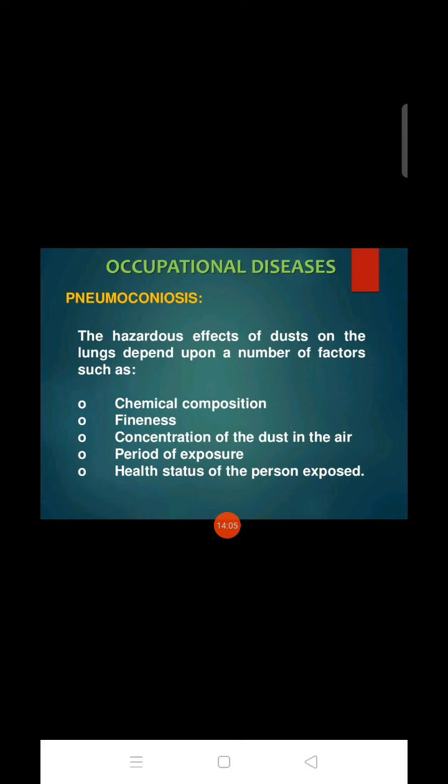The hazardous effect of the dust on the lung depends upon a number of factors such as the chemical composition, fineness, concentration of the dust in the air, period of exposure, and health status of the person exposed. Because of these factors only, the person's health condition will be variable.